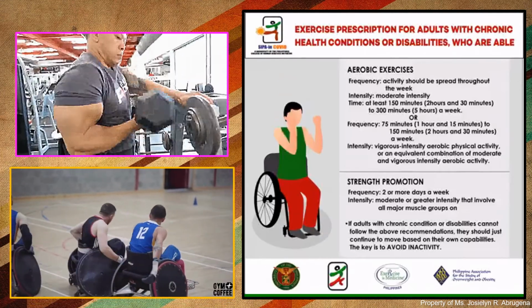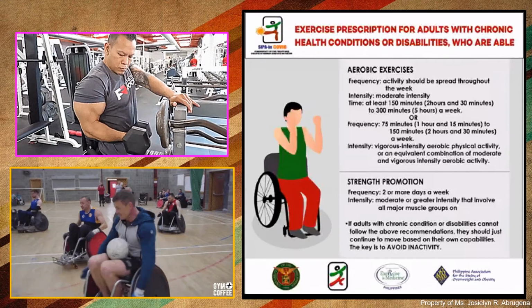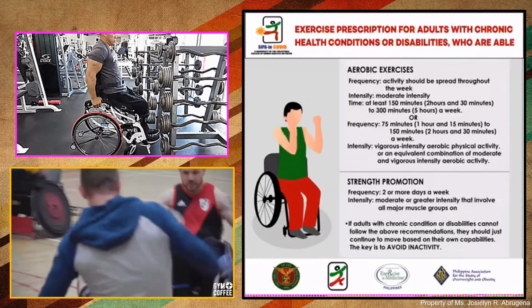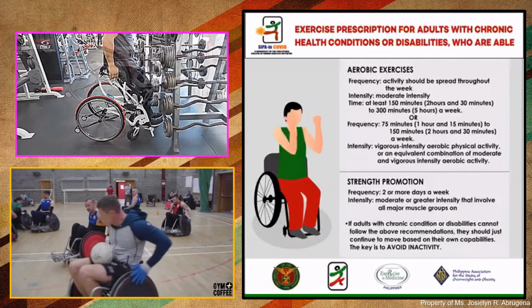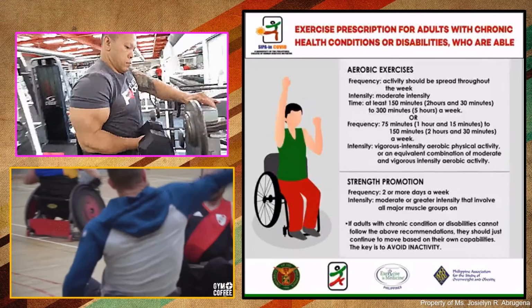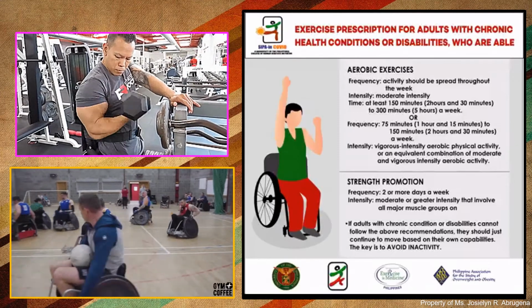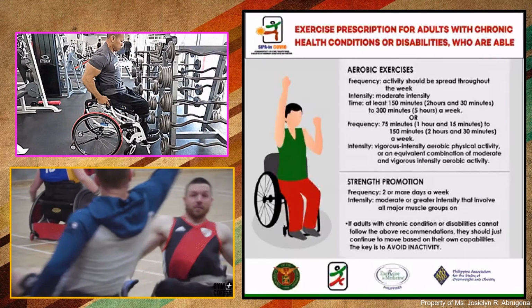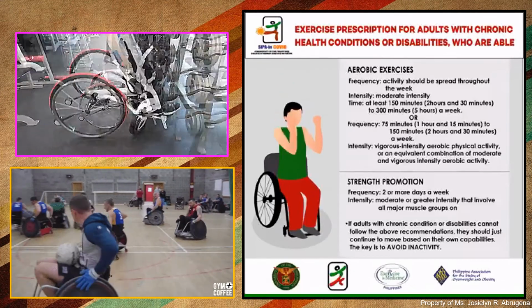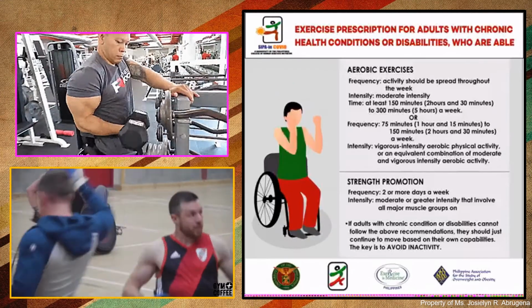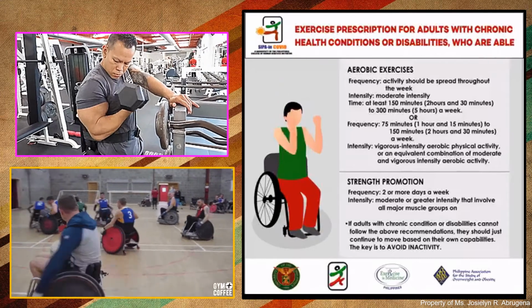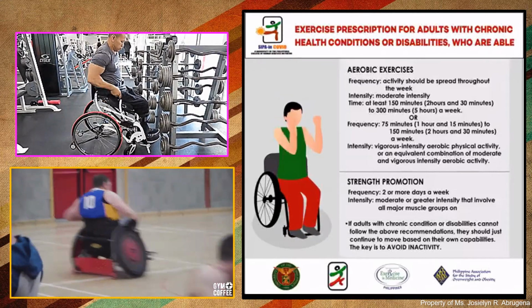Strength promotion. Frequency: 2 or more days a week. Intensity: moderate or greater intensity that involves all major muscle groups. If adults with chronic conditions or disabilities cannot follow the above recommendations, they should just continue to move based on their own capabilities. The key is to avoid inactivity.